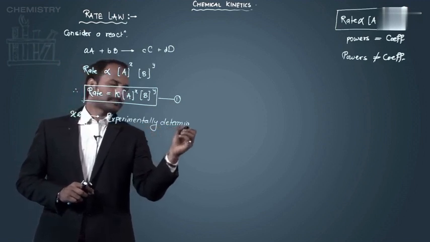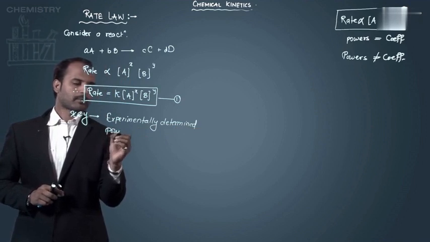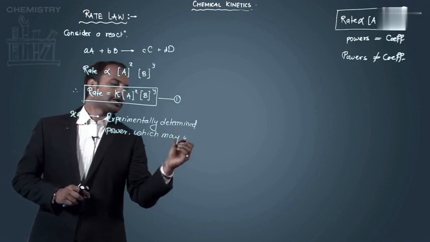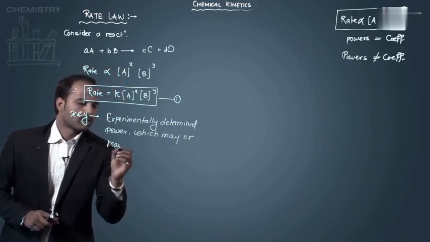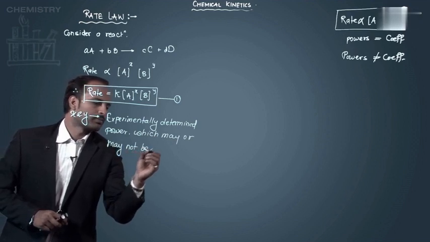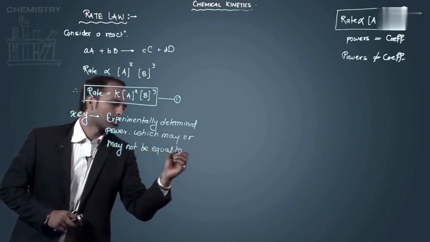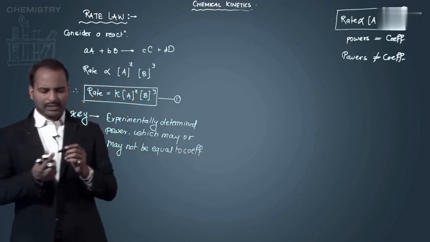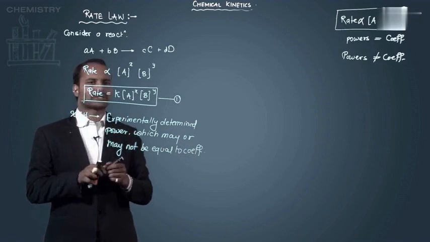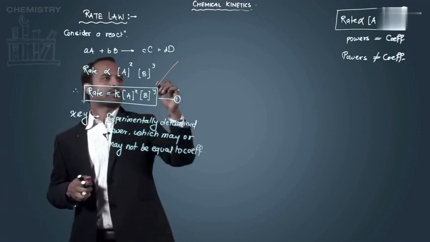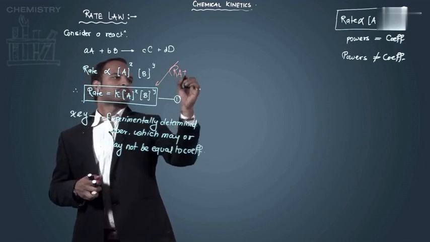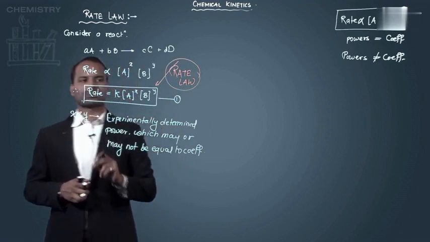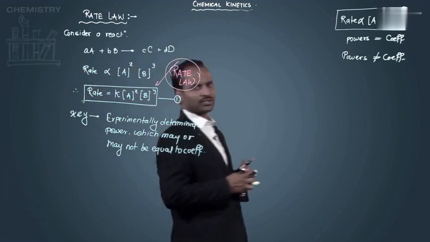Experimentally determined powers, which may or may not be equal to the coefficients. And this equation 1 is called the rate law. So whenever I use the word rate law, it doesn't mean any law. It just means I wanted to know the relationship between the rate of reaction and the concentration of reactant.